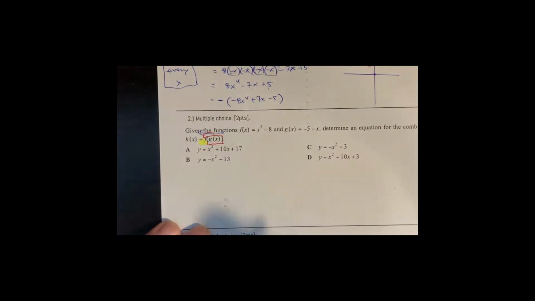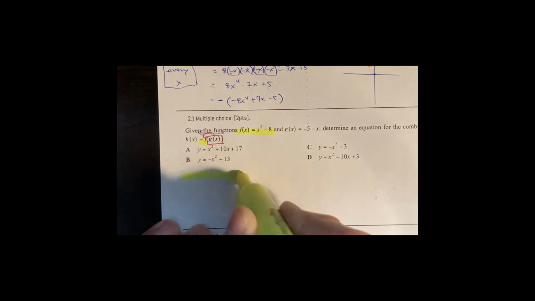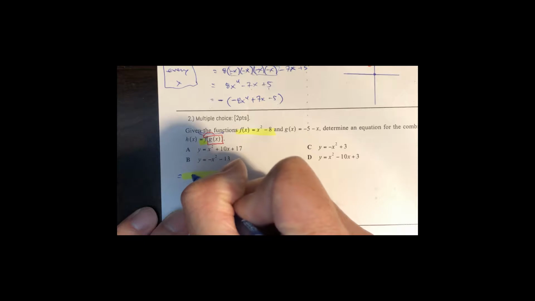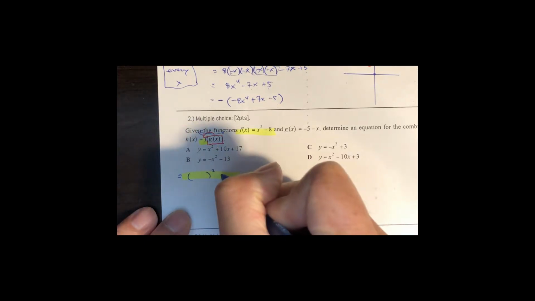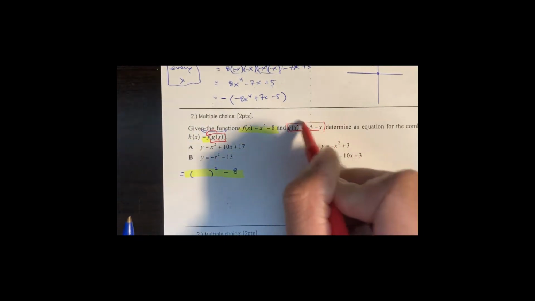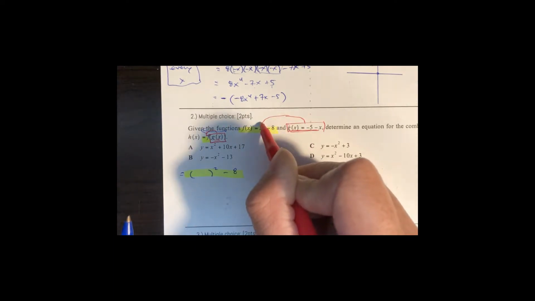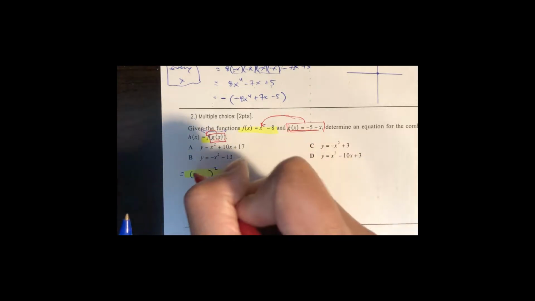Okay, so let's just see if we can color code this. I'm going to put f. Here's my f function. So let's write out the f function. X squared minus 8. And whatever g is, here's g, put it in red. I'm going to put that into that one right there. Do you see why I left a blank right here? So I'm going to now write negative 5 minus x right there. Okay, then I just need to simplify.